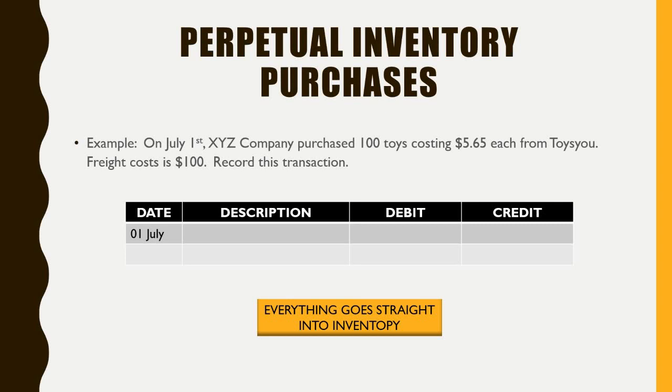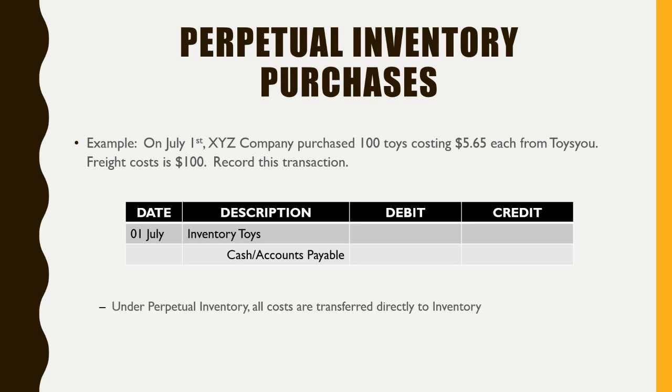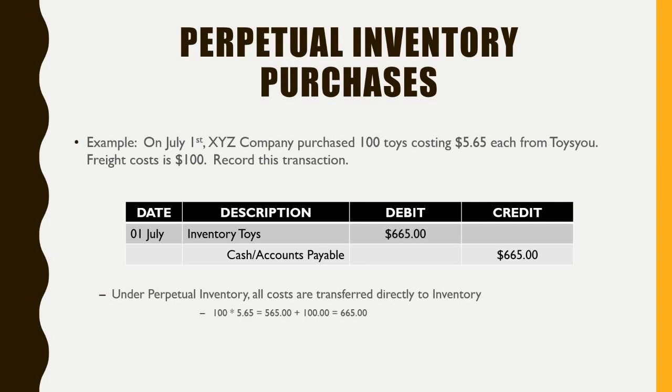That's the main assumption. That means even if there's a freight expense or a freight charge, you're just going to place it into inventory. So you are correct. It's going to be inventory toys, right? And of course, whether you place it on accounts payable or you paid it in cash, you're going to take the total amount, and you're right, it is for the $665.